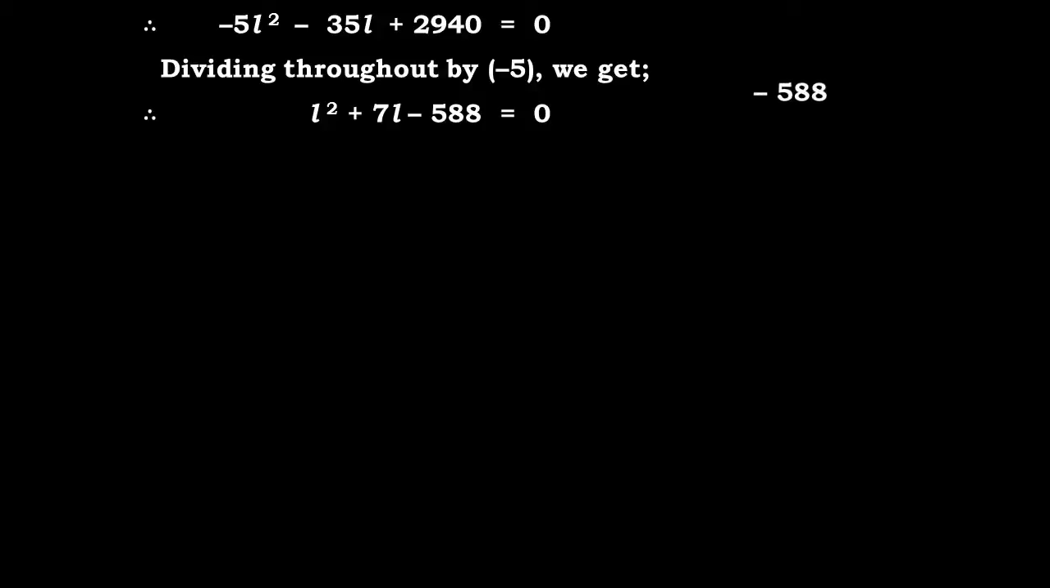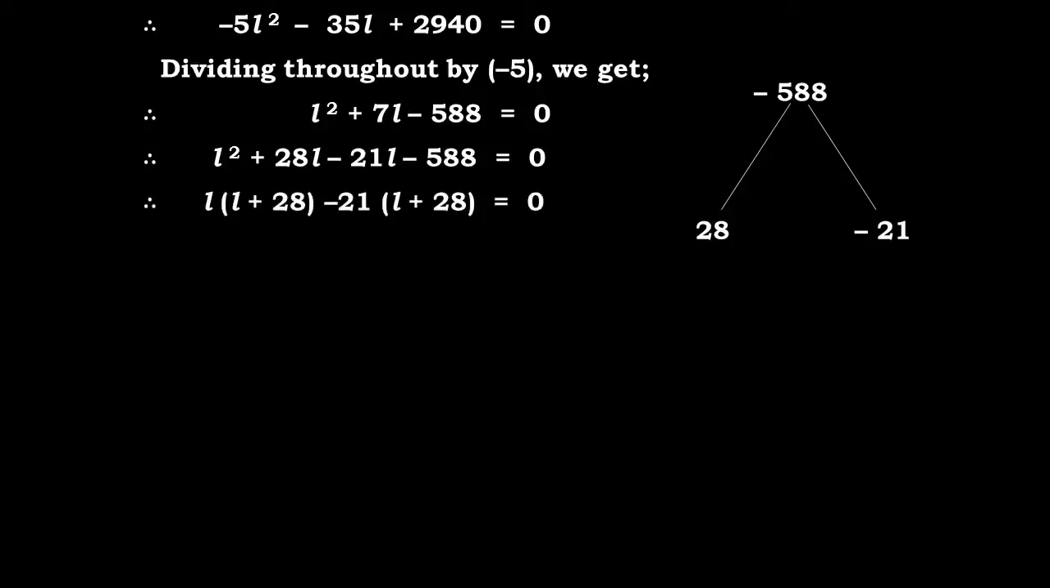Now you have to take factors of this minus 588 so that its subtraction will become plus 7, and see the factors are 28 into minus 21. So we can write this equation L square plus 28L minus 21L minus 588 is equal to 0. Now from the first two terms we can take L common in bracket L plus 28, and from the next two terms we can take minus 21 common in bracket.